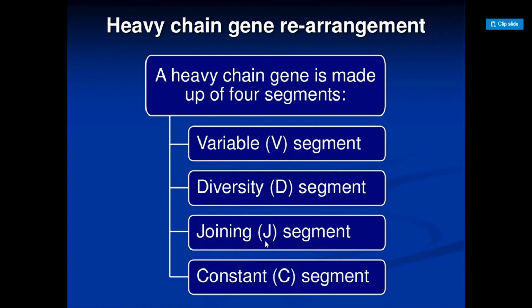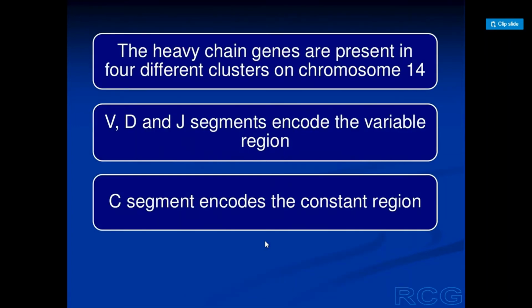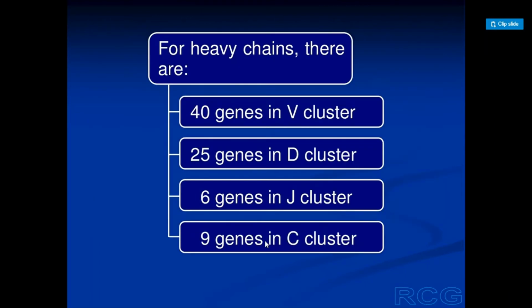A heavy chain gene is made up of four segments: the variable segment, diversity segment, joining segment, and the constant segment, VDJC. Here the heavy chain genes are present in four different clusters on chromosome 14. The VDJ segments encode the variable region, whereas the C segment encodes the constant region. For the heavy chain, there are 40 genes in the V cluster, 25 genes in the D cluster, 6 genes in the J cluster, and 9 genes in the C cluster.